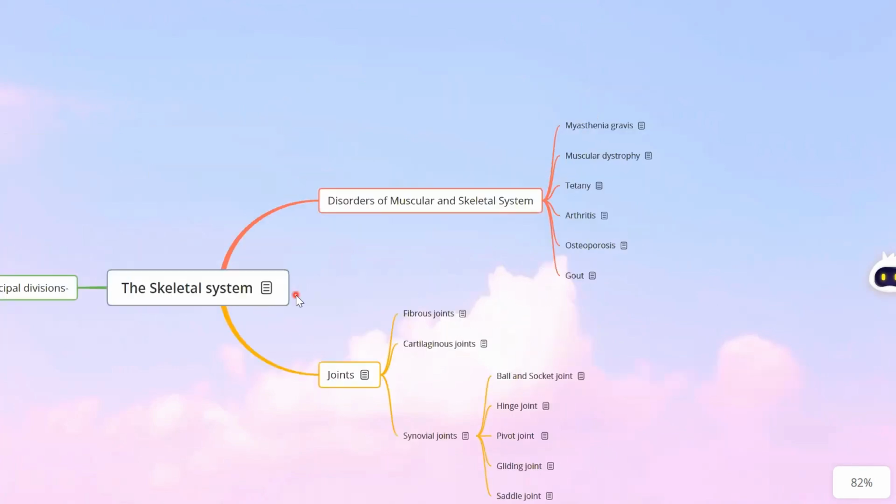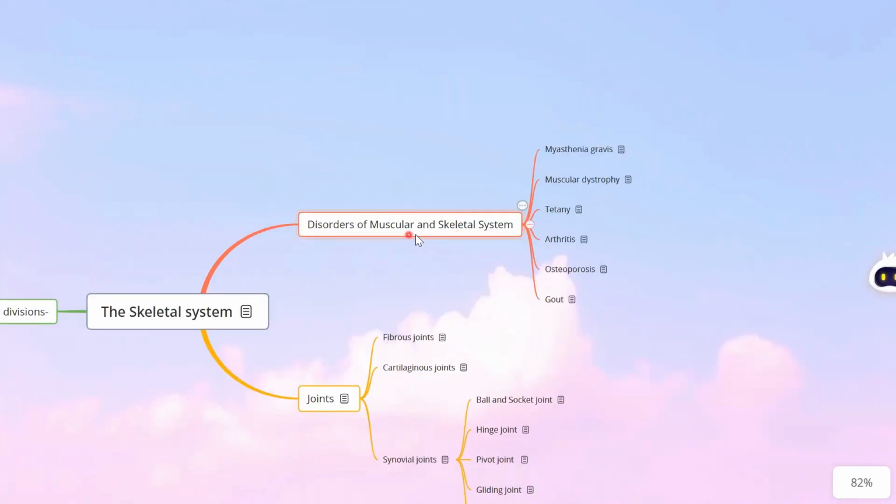Then we have the disorders of the muscular and skeletal system. There are six disorders of the muscular and skeletal system. First is myasthenia gravis. Myasthenia gravis is an autoimmune disorder affecting the neuromuscular junction, leading to fatigue, weakening, and paralysis of skeletal muscle. Then we have muscular dystrophy.